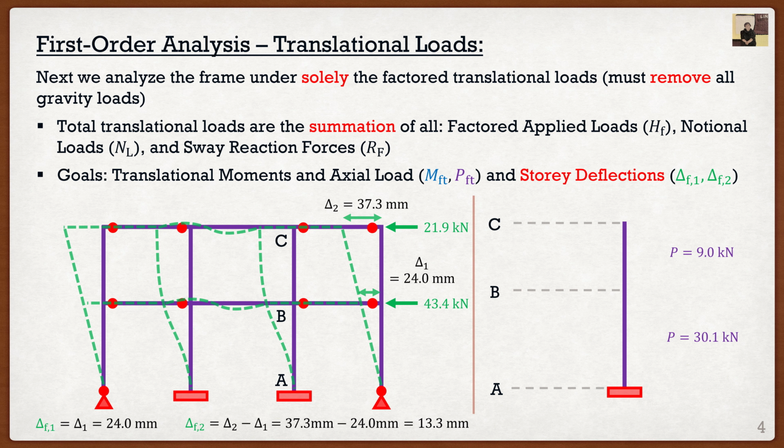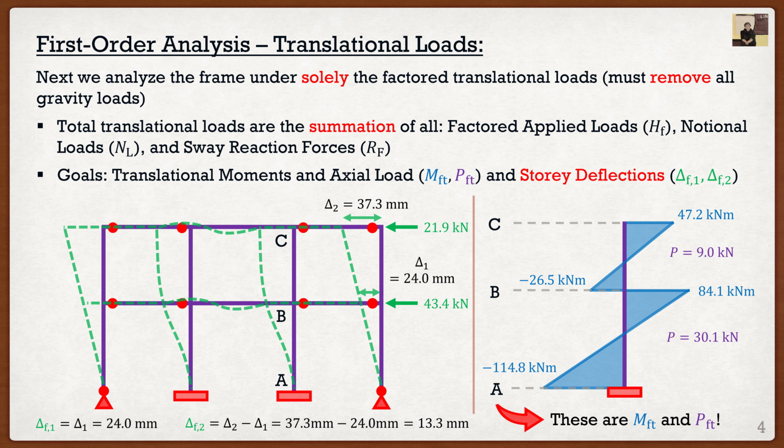If I were to look at the moment profile of column AB, it's going to be linear again, but this time it starts in the negative region and goes to the positive region. So we start at negative 114.8 kilonewton meters, and we go up to 84.1 kilonewton meters. Same thing for column BC. We start in the negative region, move up to the positive region. We start at negative 26.5, and we go up to 47.2. Again, we want to record these because these are MFT and PFT, which we are going to be using later on in our hand calculations.